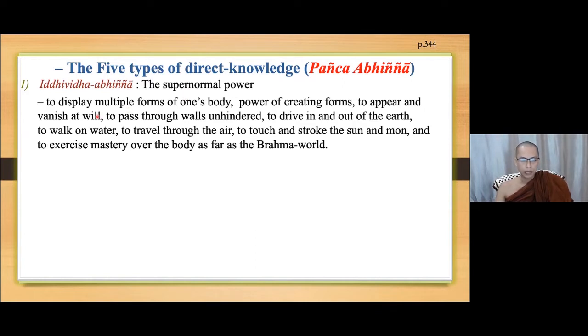So the person can display multiple forms, like a clone of his body. And the power of creating form means newly creating, and then appearing and vanishing at will. So we can see in the Pali text, many times the Brahmas disappear there in the Brahma world and appear in front of the Buddha. And also the Buddha disappears somewhere and appears in another place. That is the work of the Iddhividha Abhinya.